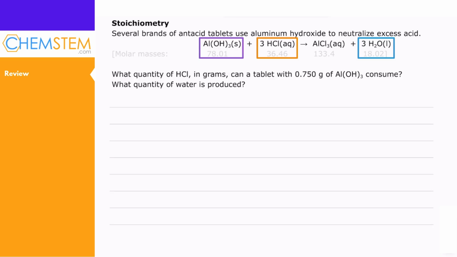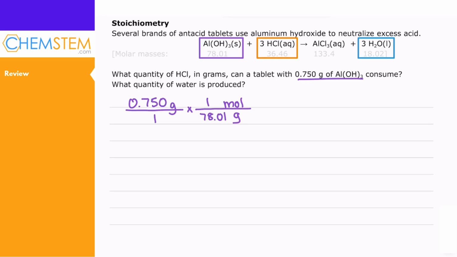We have one given thing known to us, which is the mass of aluminum hydroxide. So we're going to take 0.750 grams of aluminum hydroxide. When you're doing this on your own, I do recommend you write out the chemical, but we have colors here and it saves us time and space. So I'm going to go from grams of aluminum hydroxide to moles of aluminum hydroxide. The molar mass is easy to calculate, but it is given to us. So 1 mole of aluminum hydroxide has a mass of 78.01 grams.